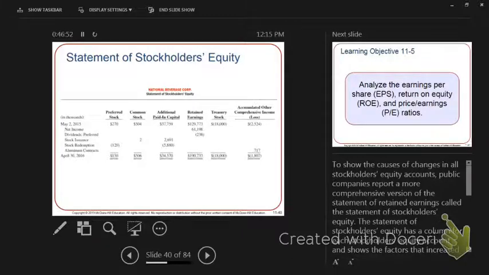So it doesn't look like how we do it. When we do it in our simplified version, we just say common stock, retained earnings. In a true statement of stockholders' equity, they break it out, because investors want to know each one of those things. They want to know how much preferred stock you have, how much common stock, how much treasury stock.